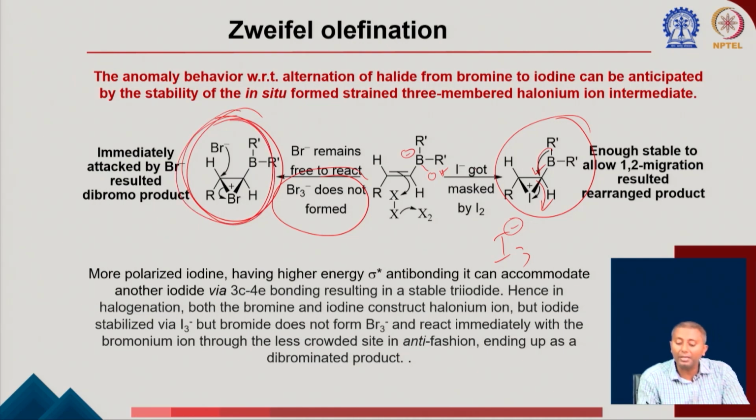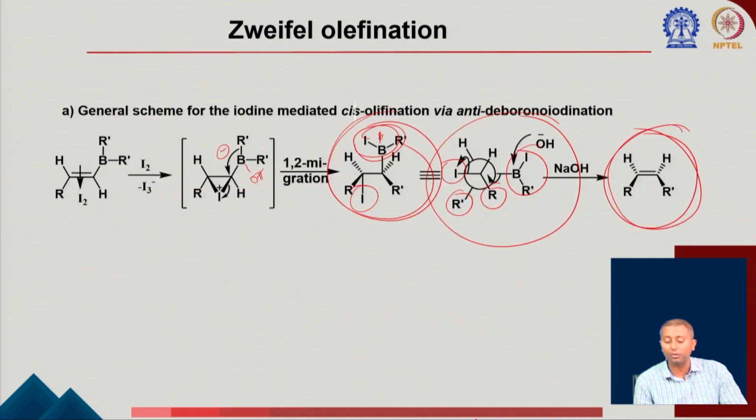But if you have iodinium here, then you can see it is going to get stabilized by forming this I3 minus here. That is not possible in the case of the bromonium. So that's how this corresponding iodinium intermediate will be stabilized. That will allow this 1,2 migration from the boron to the carbon to take place. So this is an olefin activation happening first. The iodine is coming to the double bond, forming an iodinium, getting stabilized, and this 1,2 migration is happening. After that there will be elimination happening to form the corresponding product.